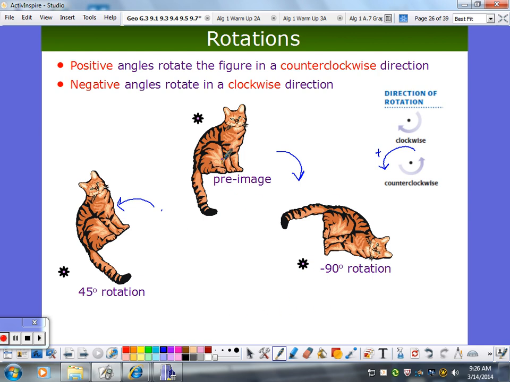So if I'm starting here, here is 45, but what would 90 look like? Cat laying on his back. 180, does it matter if you're going negative or positive? You get the same image whether you're going negative or positive. This is straight upside down. And then this is the negative direction of rotation. So if I go negative 270 from here, here's 90, 180, 270, it's the same as going positive 90. Yeah?